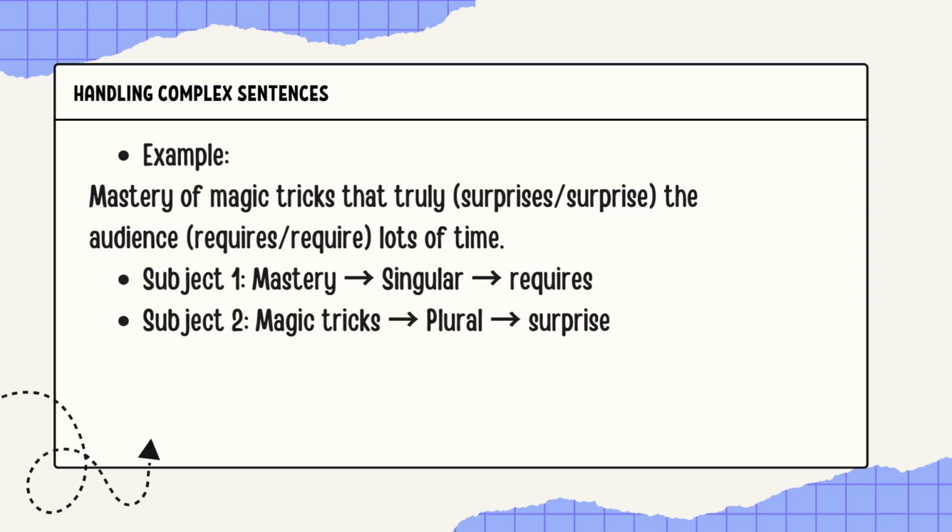So, handling complex sentences. In more complex sentences, identify all the subjects and their corresponding verbs. Cross out any relative clauses to simplify the sentence. So in this example, we have "mastery of magic tricks that truly surprises/has surprised the audience" / "requires lots of time." So subject 1 is "mastery," and that's singular, so it "requires." And subject 2 is "magic tricks," so that's plural, so you will have "surprise."